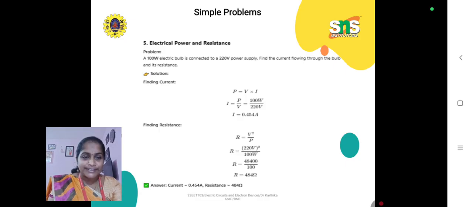See the electrical power and resistance. Here P equals VI, I equals P by V, and the value of I is 0.454 amps, and R is V square by P. The resistance is 484 ohms.